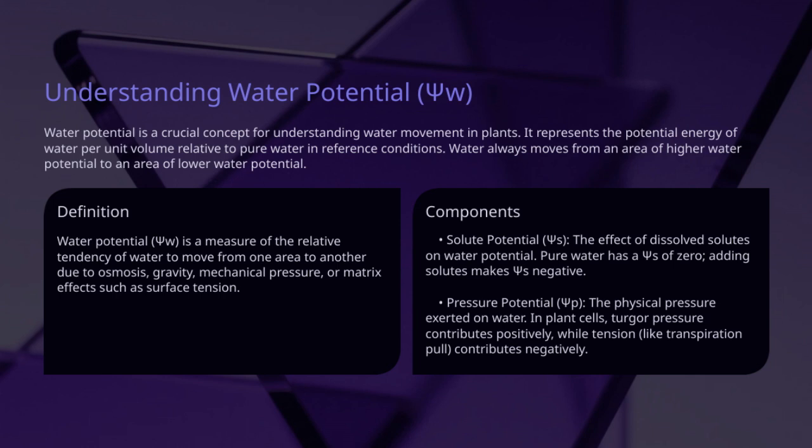Now, putting these together, water potential, or psi, measures how likely water is to move from one area to another. It considers osmosis, gravity, mechanical pressure, and even surface tension effects. Understanding water potential is key to grasping how water moves through plants. It represents the potential energy per unit volume of water, compared to pure water under standard conditions. And remember, water always moves from an area of higher water potential to one of lower water potential. This movement drives essential processes like nutrient transport and water uptake in plants.